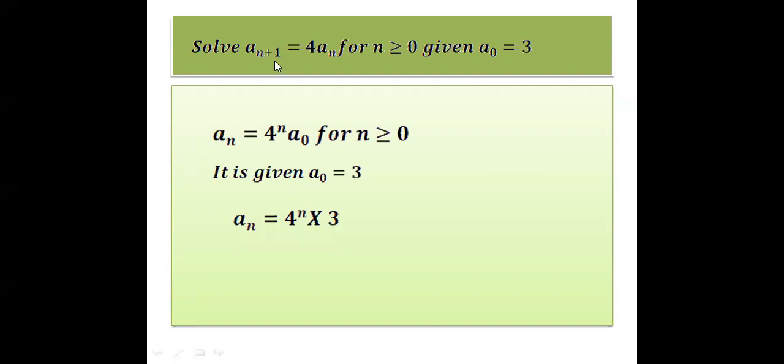We already solved this in the previous one. If a_(n+1) = c a_n, with f(n) equal to 0, what is the solution? a_n = 4^n a_0 for n greater than or equal to 0. Here a_0 equals 3, therefore a_n = 4^n times 3. This is the particular solution of the recurrence relation a_(n+1) = 4 a_n. Simply, we can substitute for c^n: a_n = c^n a_0, that is the general solution.